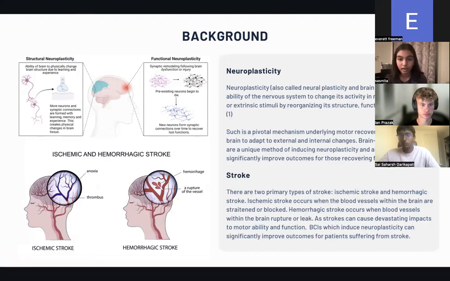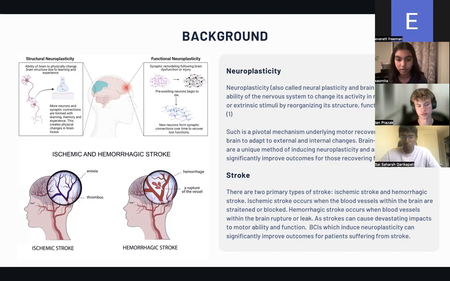Neuroplasticity. Neuroplasticity, also called brain plasticity, is the ability of the nervous system to change its activity in response to intrinsic or extrinsic stimuli by reorganizing its structure, functions, or connections, referred to in the first image. Such is a pivotal mechanism underlying motor recovery, as it allows the brain to adapt to external and internal changes.